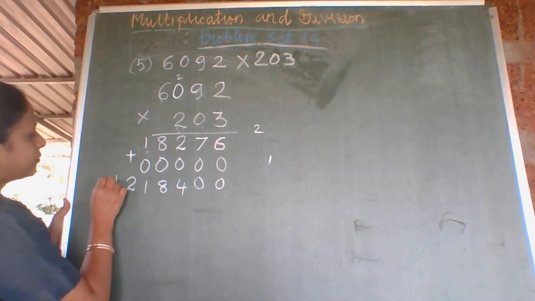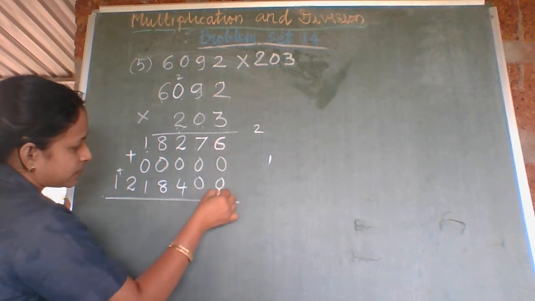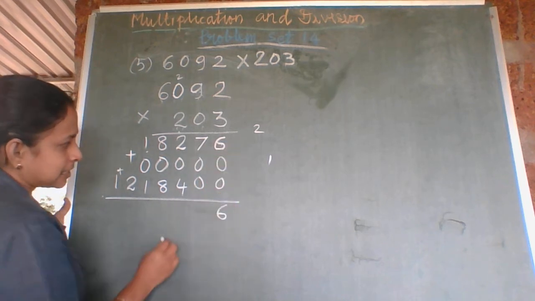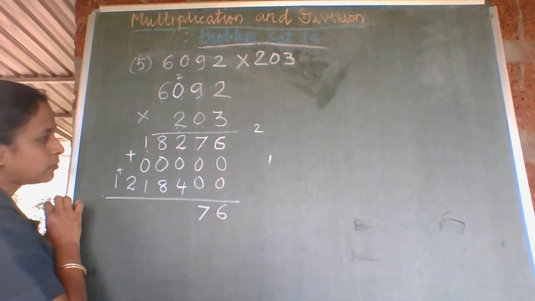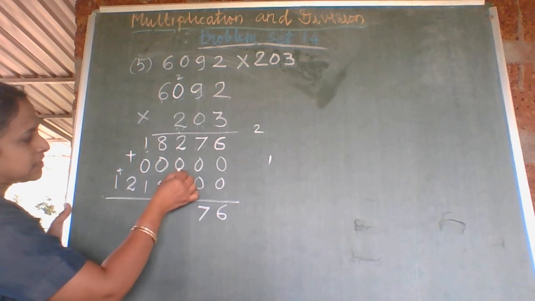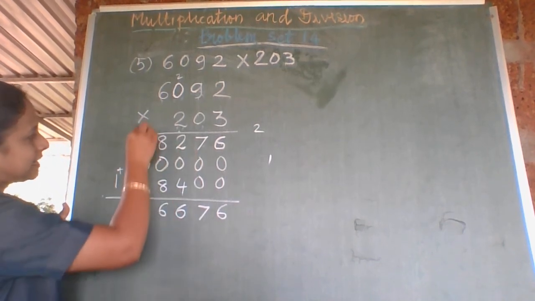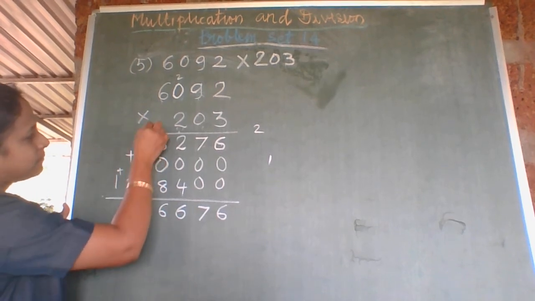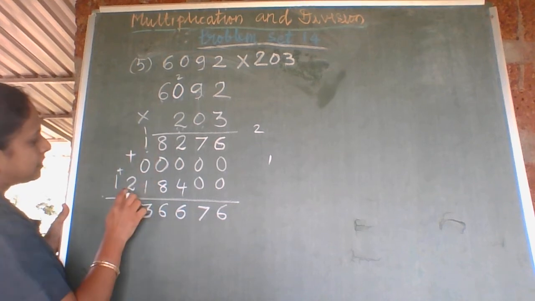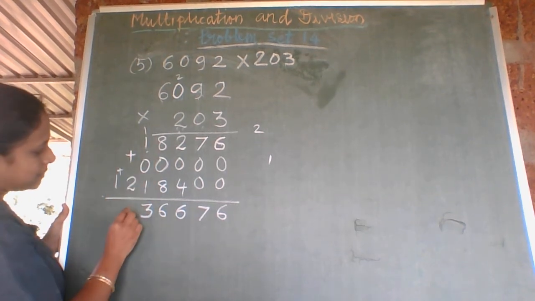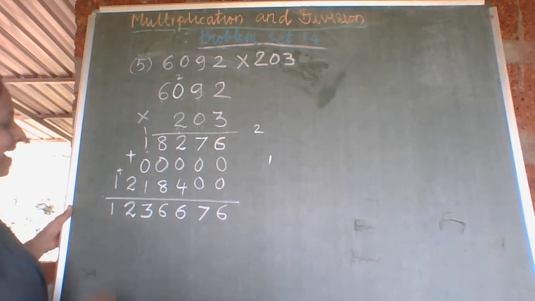Now what you have to do? You have to add this also. So what you have to do? 6 plus 0 plus 0 will be 6. 7 plus 0 plus 0 is 7. Okay student. Then 4 plus 0 plus 2 becomes 6. 8 plus 8 is 16. Carry 1. 1 plus 1 plus 1 is equal to 3. Then 2, nothing is there. So you will write 2 as it is. Here also there is nothing. So you will write 1 as it is.